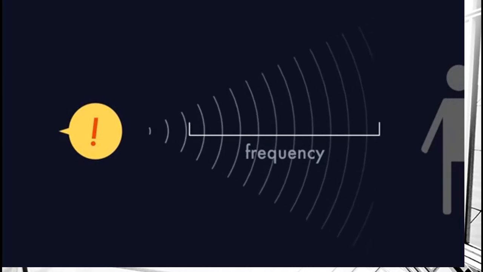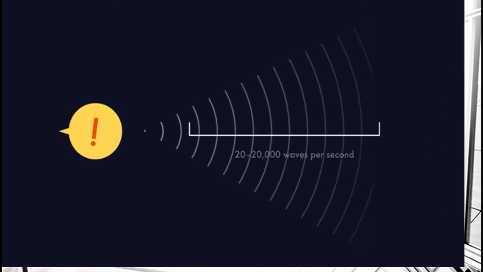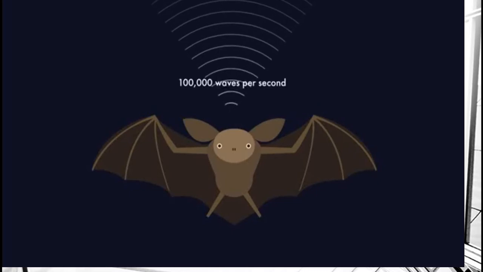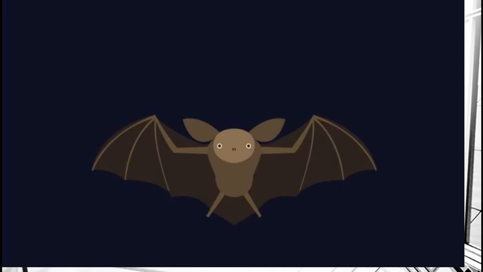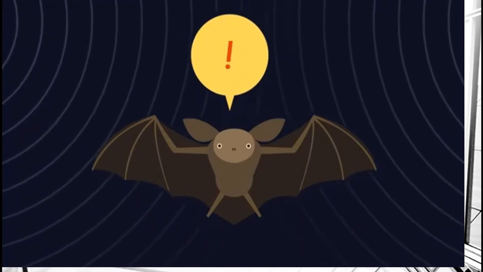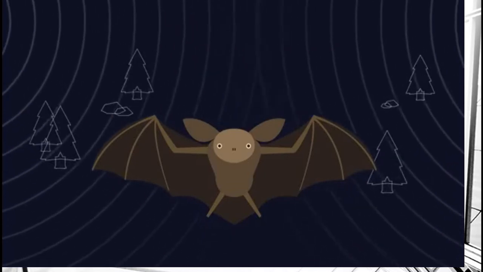Humans can hear sounds at frequencies between 20 and 20,000 waves per second and don't perceive pitches outside that range. Bats, on the other hand, can hear and produce sound at frequencies over 100,000 waves per second, way beyond the range of human hearing. Here, we've slowed down a bat's chirp so you can hear it. This chirp is the first step in the process of bat echolocation, the primary sound that the bat will use to detect information about its surroundings.